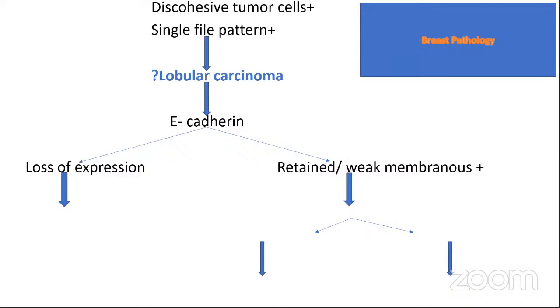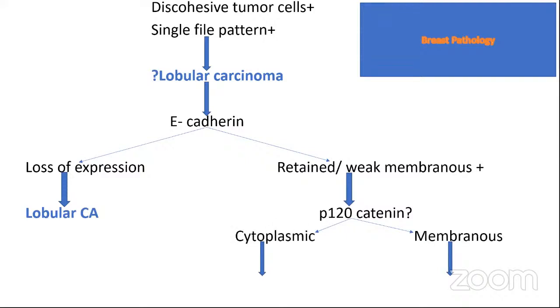You may have observed in your training that there are some tumors where you feel the cells are discohesive, the cells are arranged in single file pattern, and when you do ECAD, it looks kind of weak, you can't interpret a lot from it, but it is definitely not dead negative. And so this is the step where you would want to do a P120 catenin, because if P120 catenin shows cytoplasmic stain, it is a lobular CA, and if it's membranous, it's not a lobular CA.